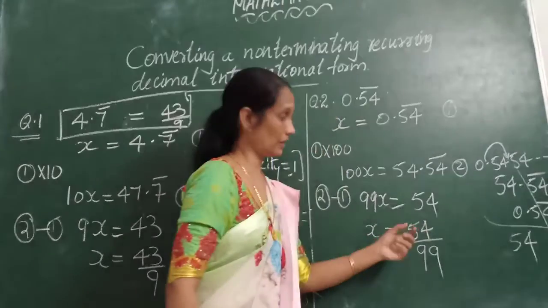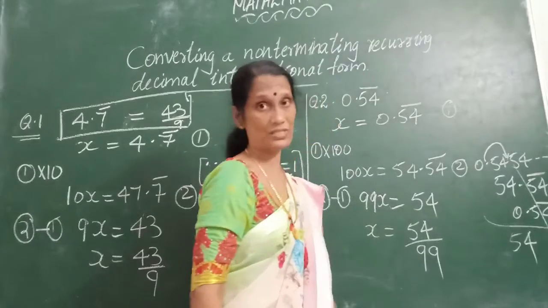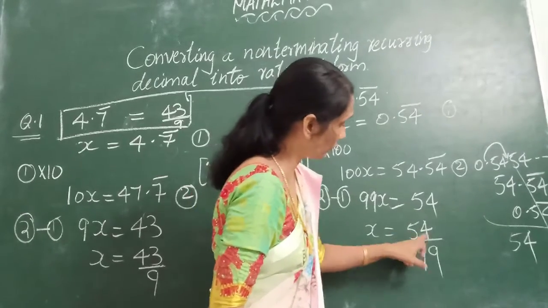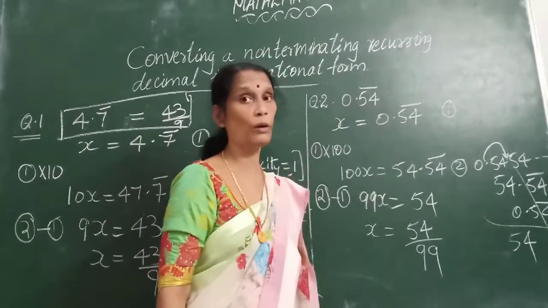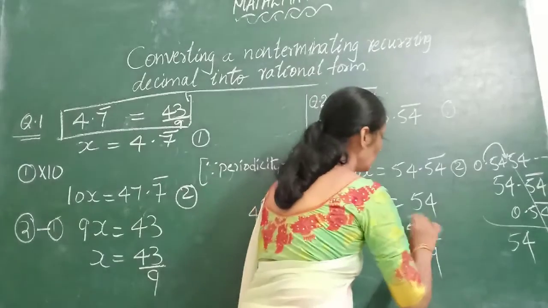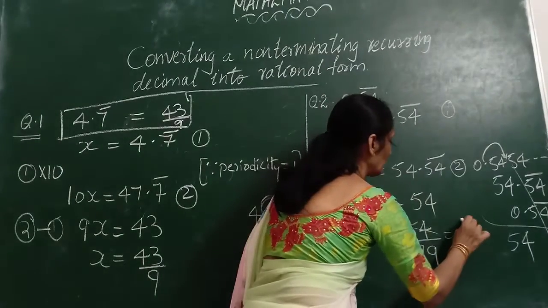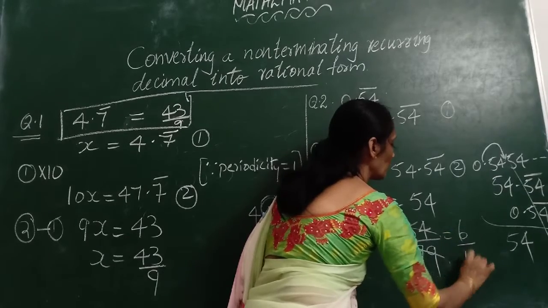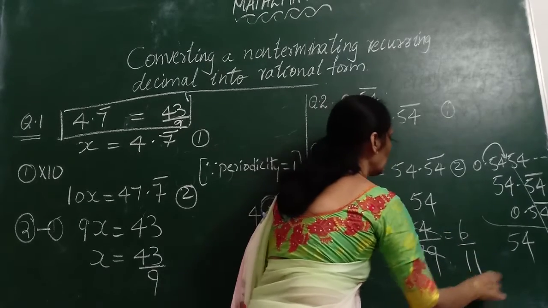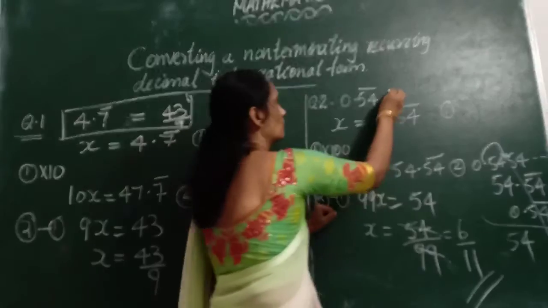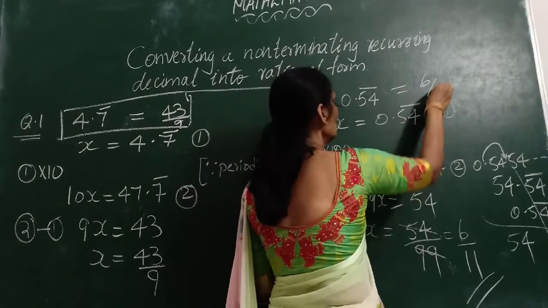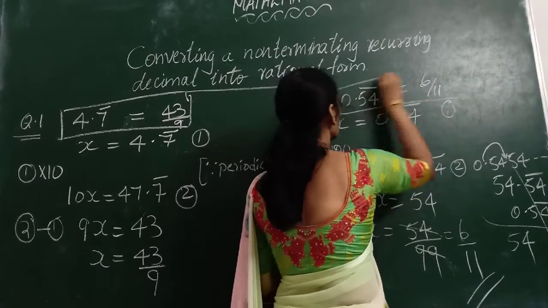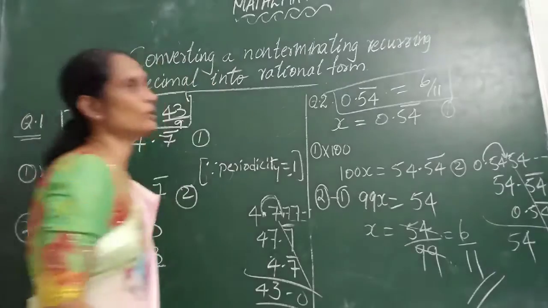Okay, can we convert this into lowest terms? Of course, because 54 and 99 have common factors. So we can cancel by 9 first. 9 sixes are 54 and 9 elevens are 99. So we got 6 by 11 as the rational form of 0.54 bar. Okay, we will see one more example now.